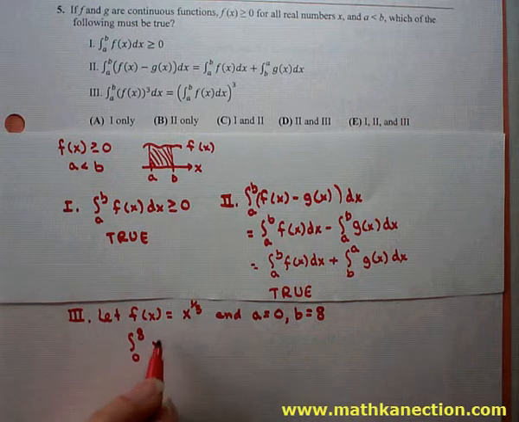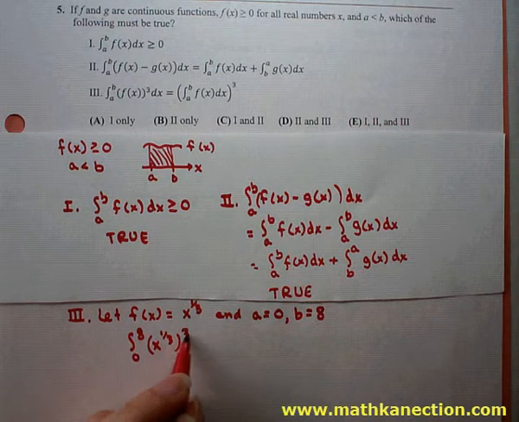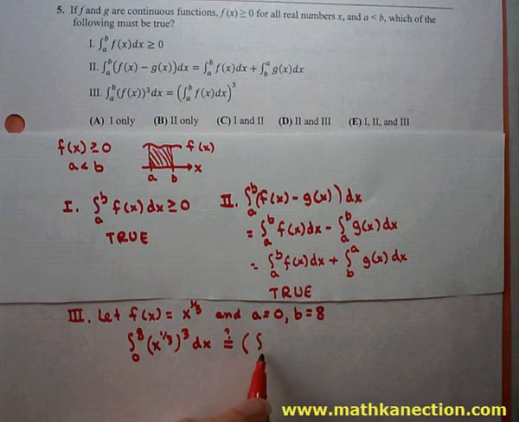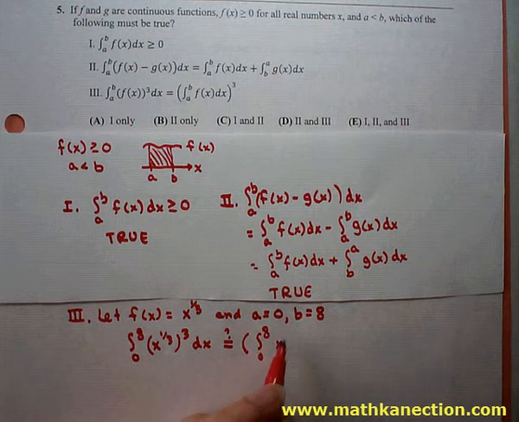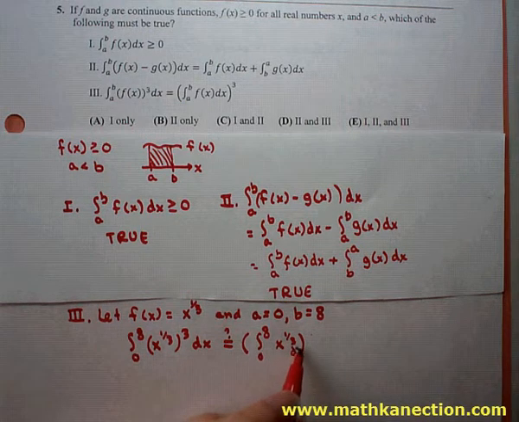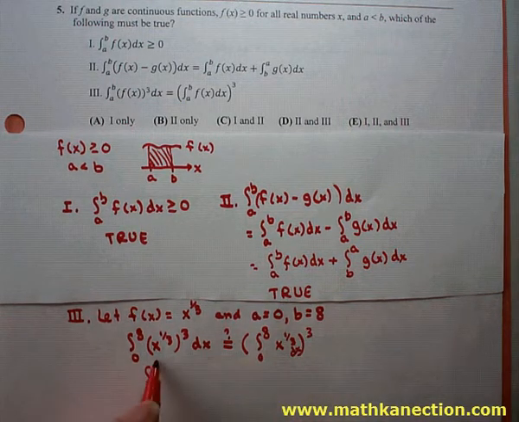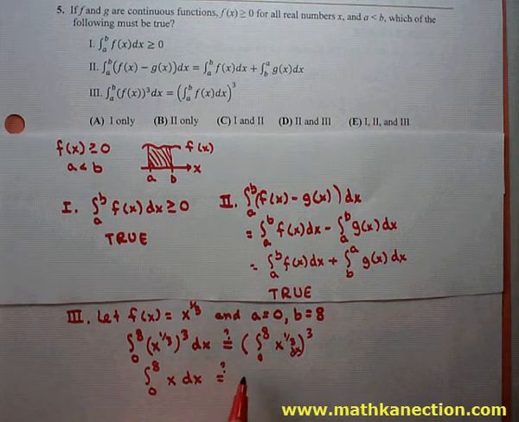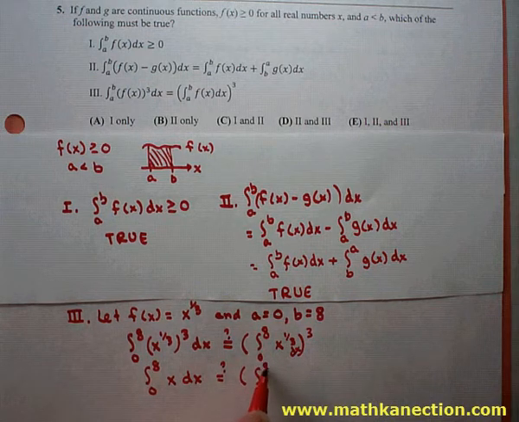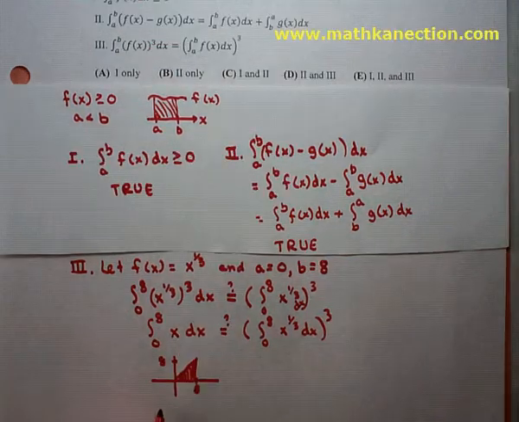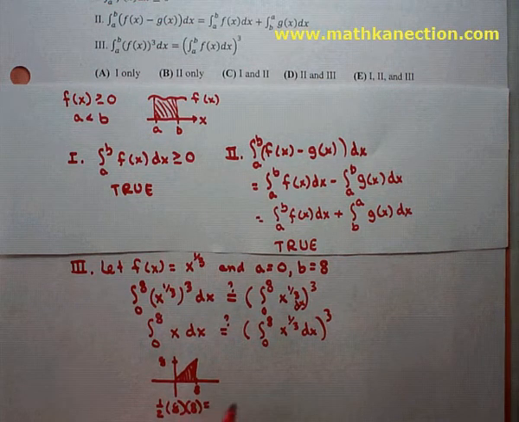In the third scenario, we're looking at the function x to the 1/3, and let's say that a is equal to 0 and b is equal to 8. To determine if this scenario is going to be true, we'll take the integral from 0 to 8 of x to the 1/3 cubed dx, and is that going to be the same as the integral from 0 to 8 of x to the 1/3 dx, being cubed? The integral from 0 to 8 of x to the 1/3 cubed is just the integral from 0 to 8 of x dx. Will that be the same as the integral from 0 to 8 of x to the 1/3 dx being cubed?